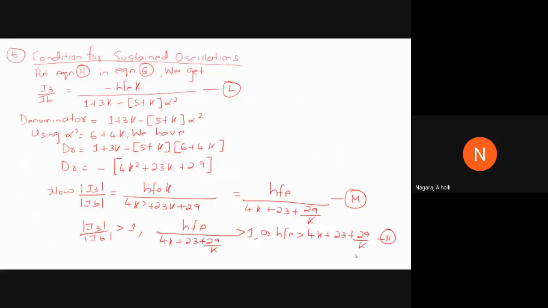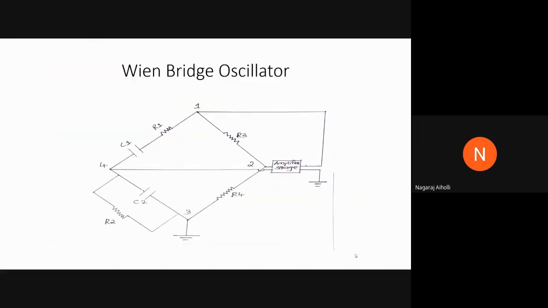Good morning, students. Today we will go through what a Wien bridge oscillator is. So this is the circuit diagram of the Wien bridge oscillator. We know that an oscillator is a circuit which generates oscillations without any input signal. And there are two stages in the oscillator. One is the amplifier stage, and another one is the feedback stage.